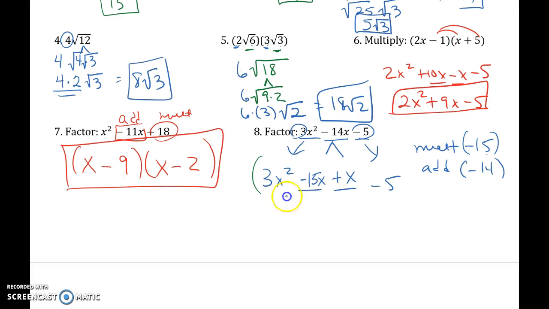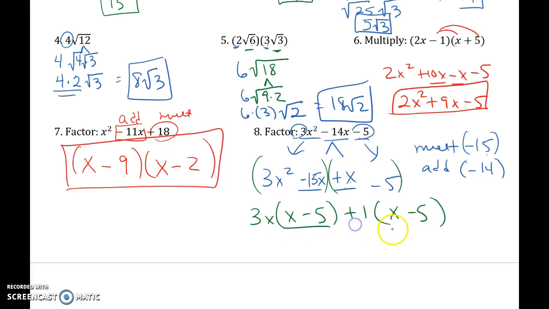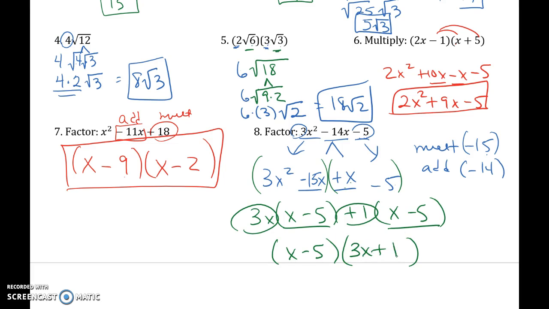Now the grouping begins. Group the first two, group the second two. What goes into these? How about a 3x? If you take a 3x out of these, you're going to be left with an x minus 5. And in the back, since there's nothing really that comes out of those, just pull out the invisible 1. And if you divide both by 1, it's going to be x minus 5. This is awesome. When these match, you know you're doing the right thing. You'll bring the thing that matches to the front, and then whatever's left in the front of both is your second set of parentheses. So hallelujah.